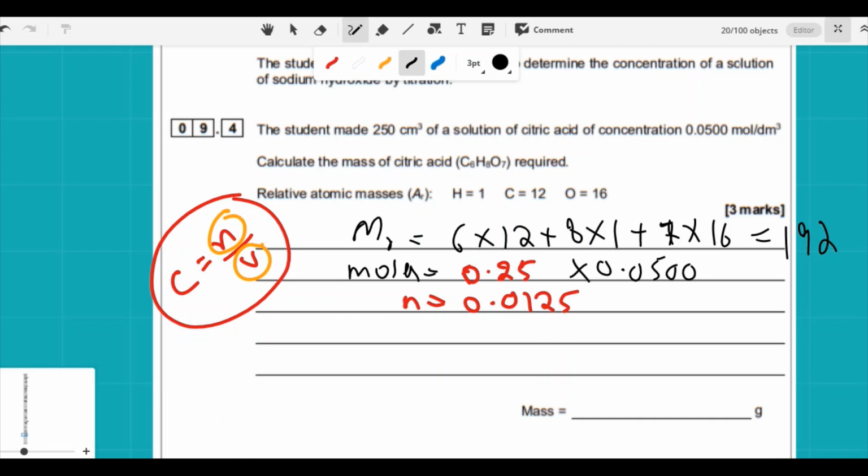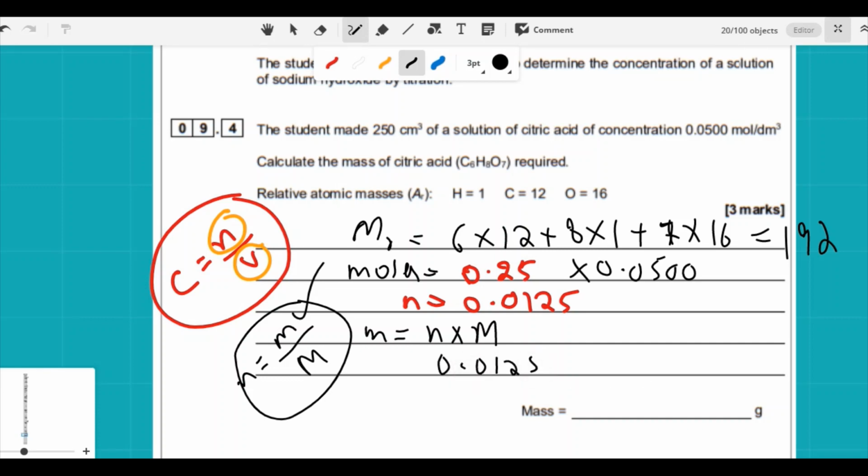Now as we know, the mass is equal to moles times molar mass. We already discussed all these formulas and conversions in our previous video as well. Here mole is equal to mass divided by molar mass, so mass will equal moles times molar mass. So here it is 0.0125 times 160, so that will equal 2.4 grams.